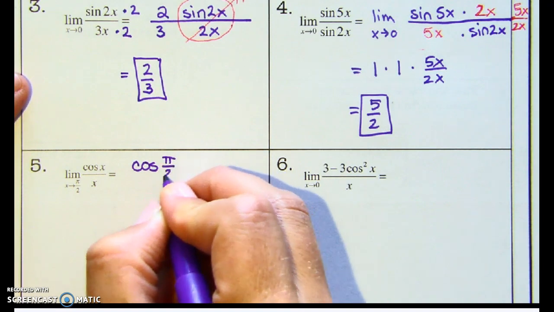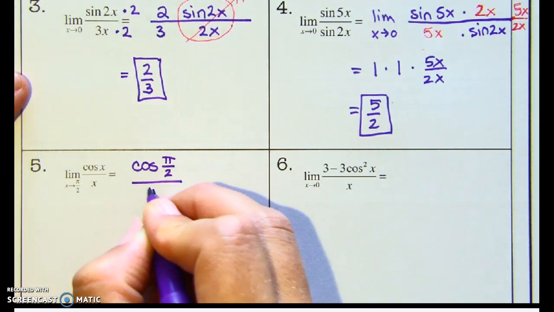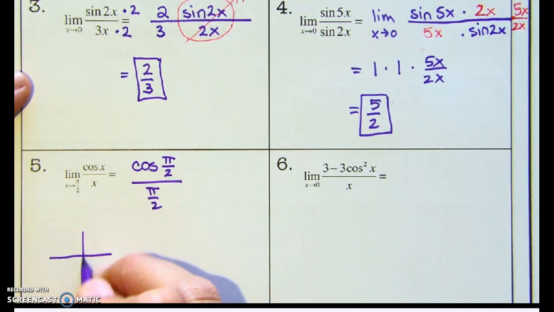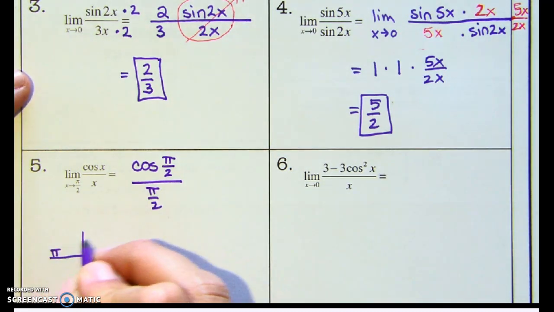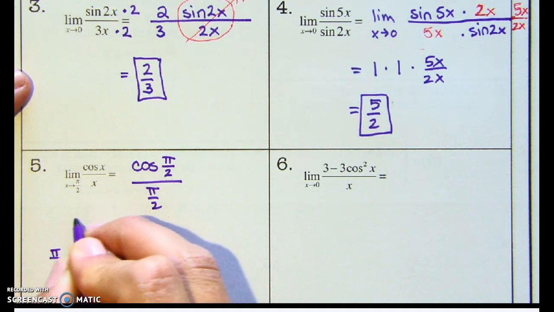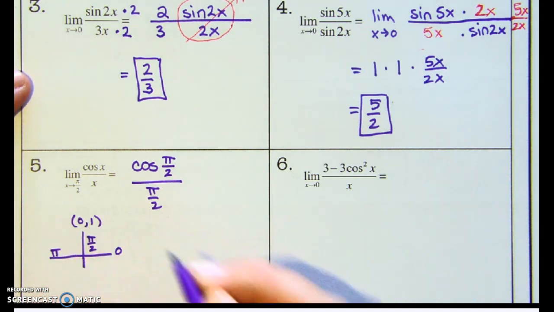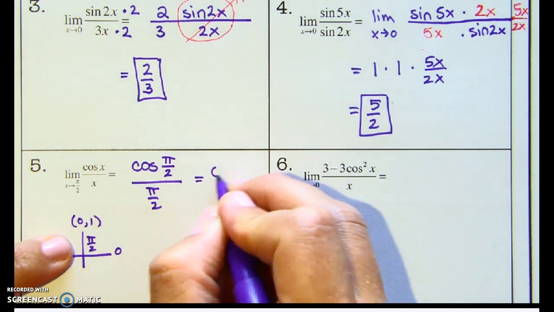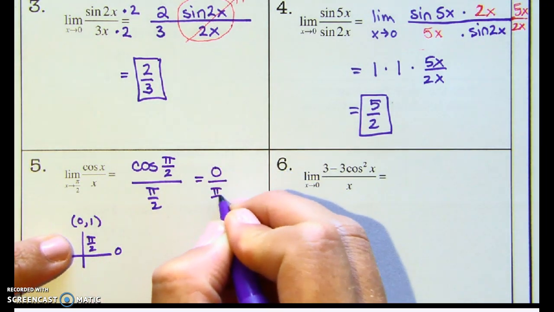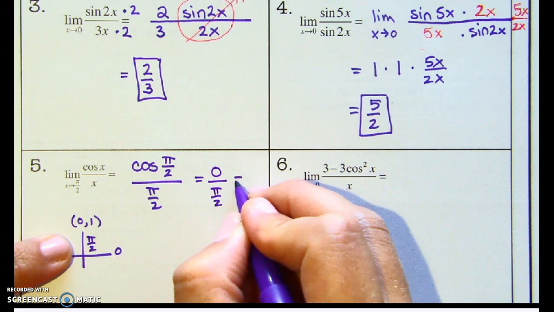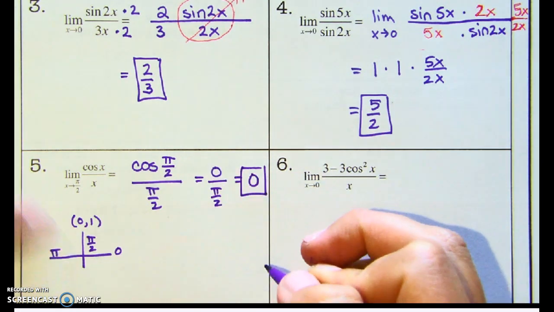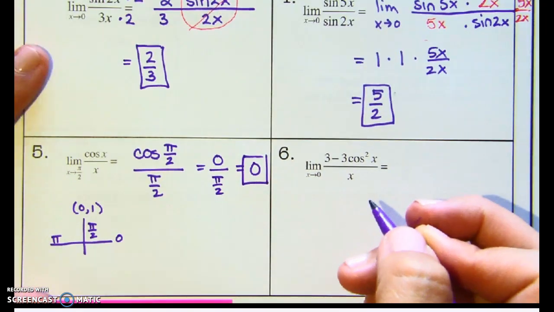Cosine of pi over 2 over pi over 2. Don't worry. On the unit circle, 0, pi, pi over 2, and the coordinate point here is 0, 1. And so the cosine of pi over 2 is 0. What's 0 divided by anything? 0. And that's okay. You can have 0 in the top, you just can't have it in the denominator.